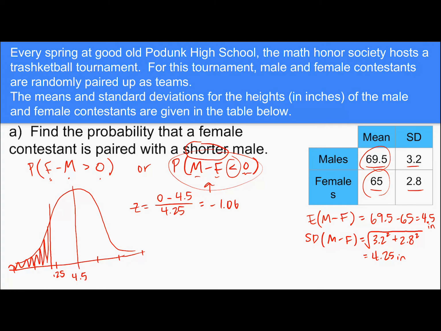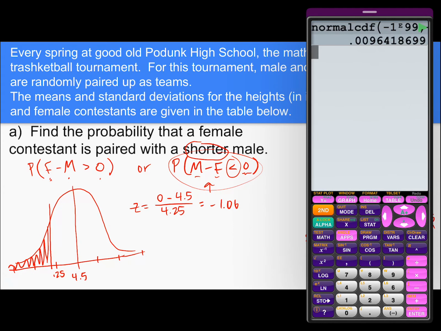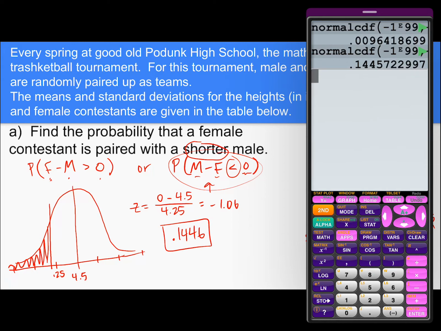And then, as always, I'm going to use either my z-table, or you can use your calculator if you would like to find that proportion or probability. So I'm going to use, again, the z-table or the calculator. Second bars, I'm going to use -1 E99 as my lower bound, and then I'm just going to put my z-score as my upper bound, and that'll give me that probability real quick. So there's a 0.1446 chance, so a 14.46% chance. So almost 15% chance that the male will be shorter than the female.